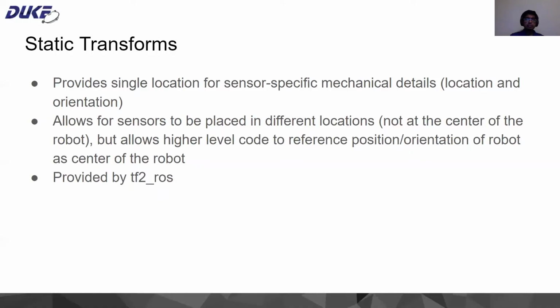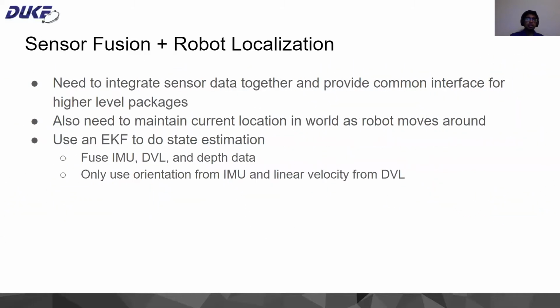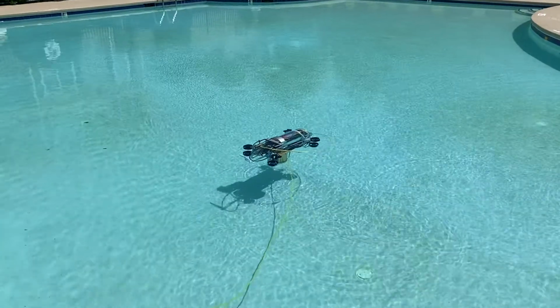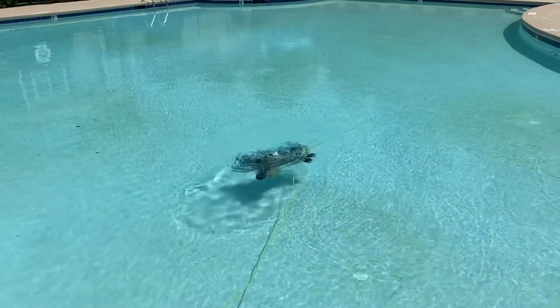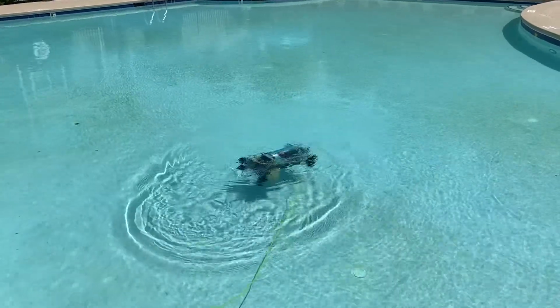The static transforms are all relayed to the TF2 package, which publishes them to ROS, which allows the rest of our system to access them. Our sensor fusion and robot localization package is the package that actually integrates the sensor data to perform the state estimation. This package also keeps track of our current state as the robot moves from position to position, and publishes this current state to ROS for use by any higher level packages like controls or task mining.